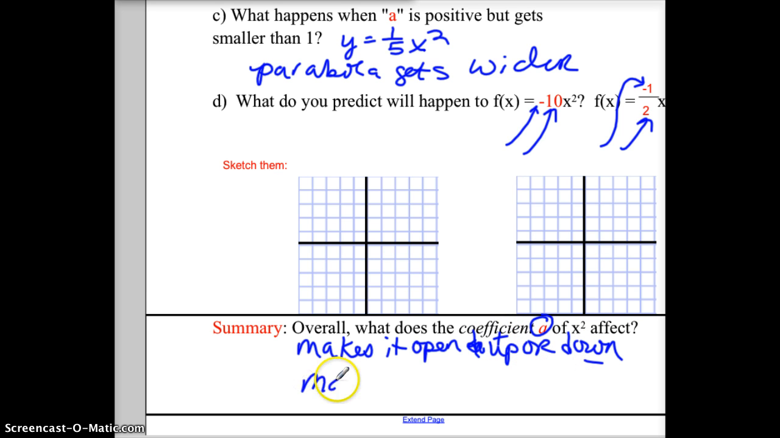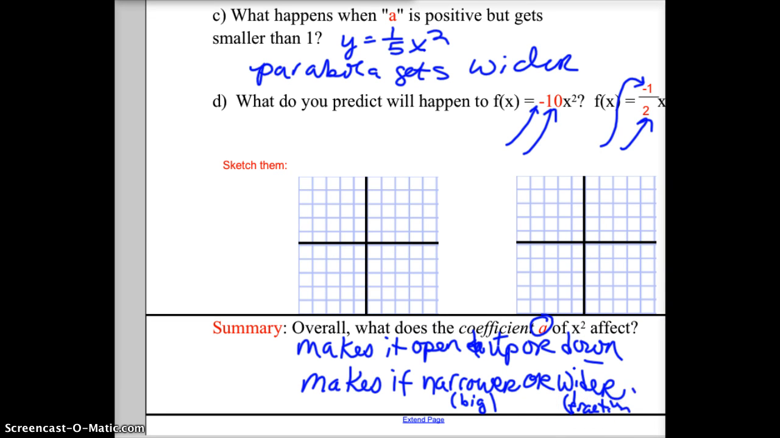And it makes it narrower, and again, it's narrower than the parent function, or wider than the parent function, depending on what the number is. It's narrower actually if it's a big number, like 6 or 7 or 8. Anything bigger than 1 will cause it to stretch out higher, and wider basically if it's a fraction or less than 1.